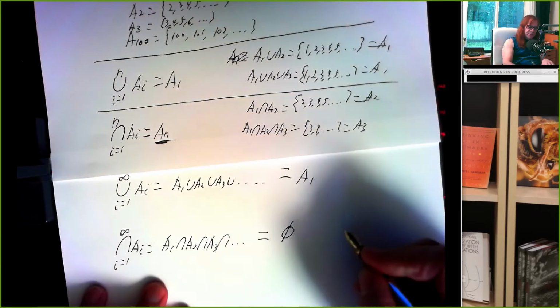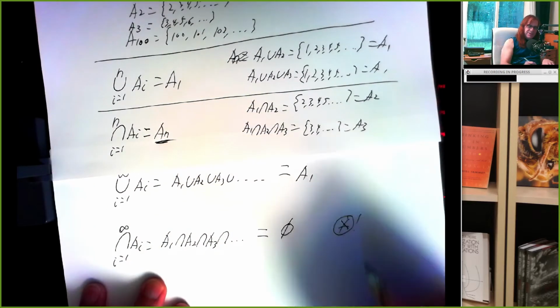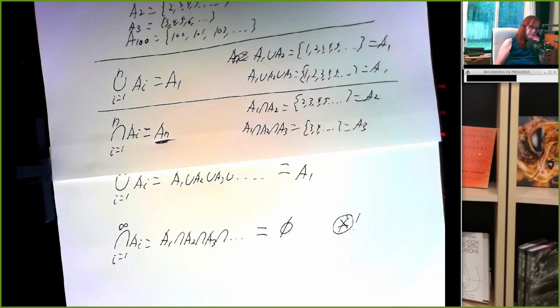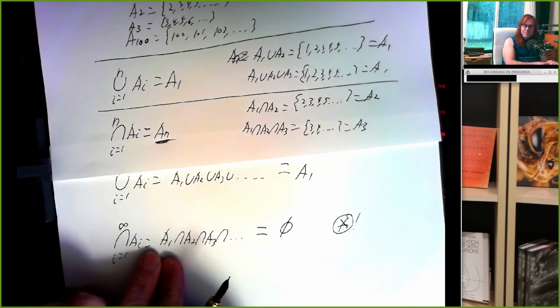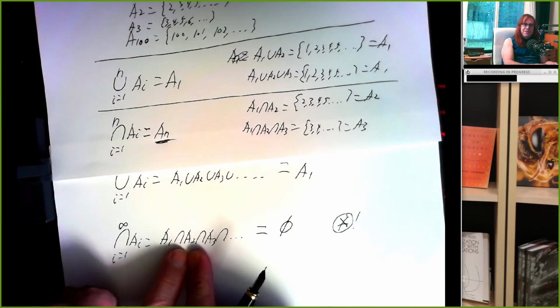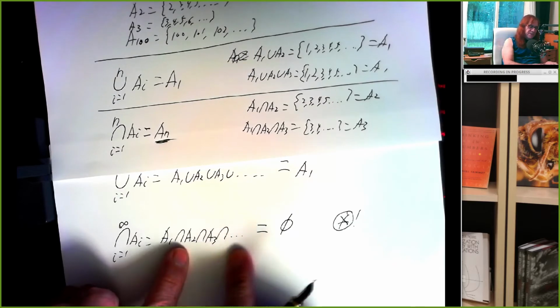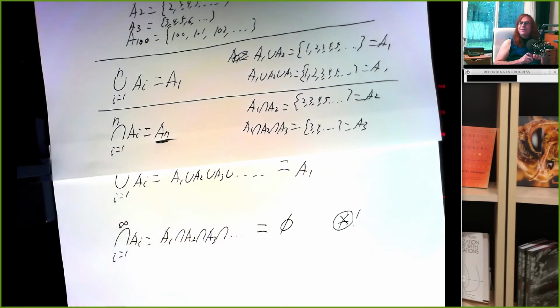And that should be fairly alarming, depending on your mood. Because each of these is an infinite set, and each of these has an infinite number of things in common with every other set in this list. But yet when we take the intersection of all of them together, we end up with big fat nothing. This feels like a weird wormhole.